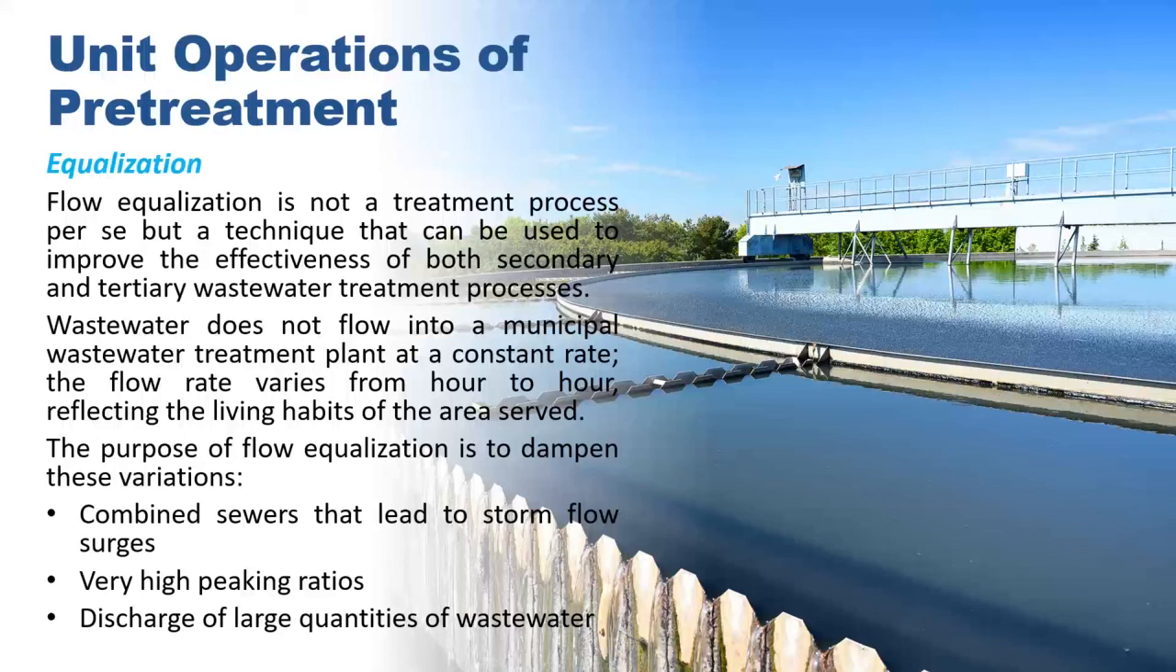So first, combined sewers that led to storm flow surges. Second, very high peaking ratios. And last, discharge of large quantities of wastewater.